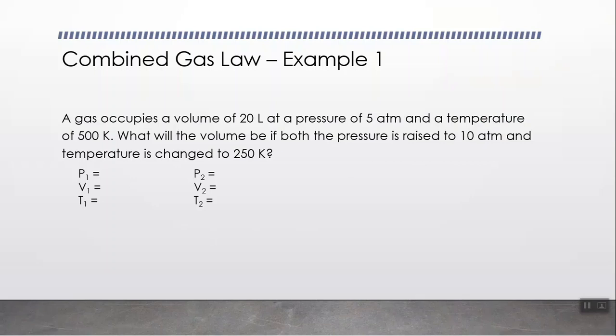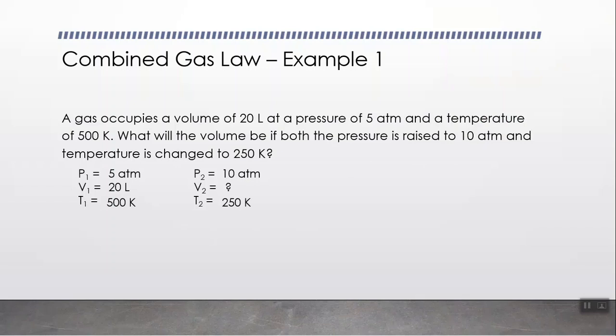Okay, so we're going to go through the problem again, and every time we hit a number, we're going to go ahead and write that down. So we're first identifying our variables, right? So a gas occupies a volume of 20 liters. That right there is V1. So I'm going to write that down next to V1. Pressure of 5 atmospheres. Again, that's the first pressure given, 5 atm. And a temperature of 500 Kelvin. What will the volume be if both the pressure is raised to 10 atmospheres and temperature is changed to 250 Kelvin? So we have pressure at 10 atmospheres and temperature at 250 Kelvin, and we are solving for volume.